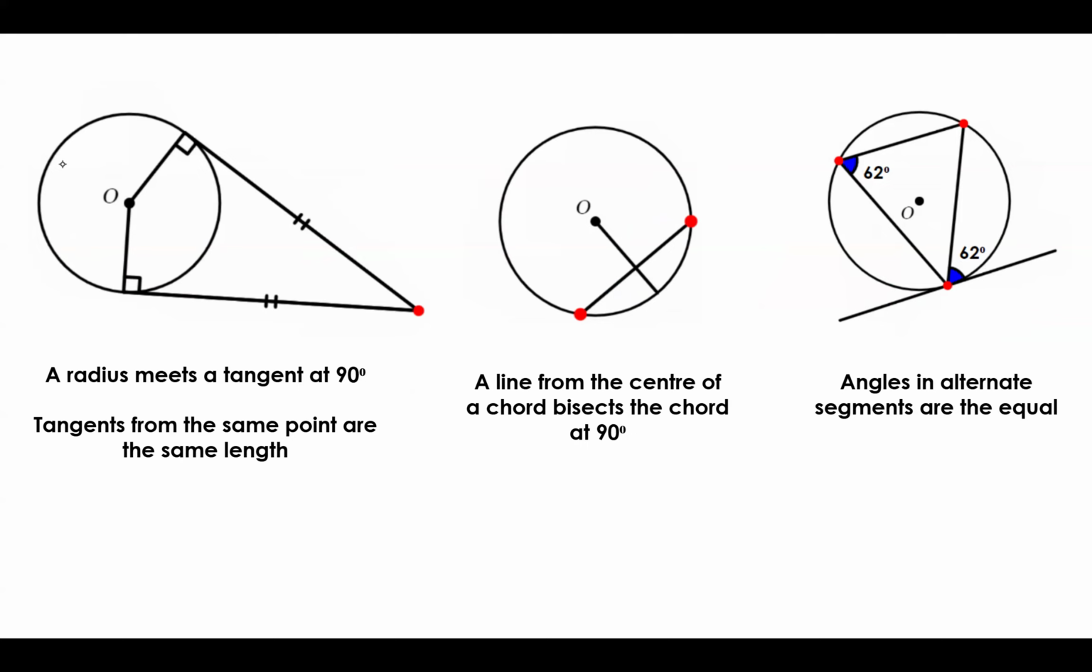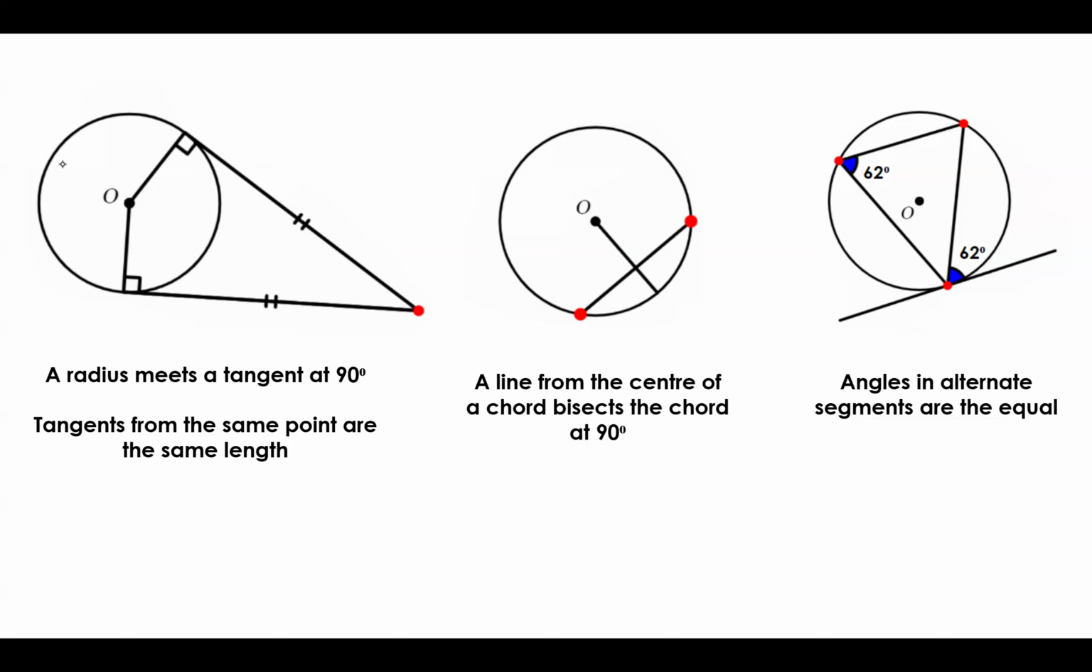So a radius meets a tangent at 90 degrees. This is very important and very useful. And tangents from the same point are of equal length. So from this point, I have this tangent here, and then I have this tangent here. These two will be of the same length. A line from the center of a chord bisects the chord at 90 degrees. So from the center, this is our chord, this is our line. That's going to create a 90-degree angle there.